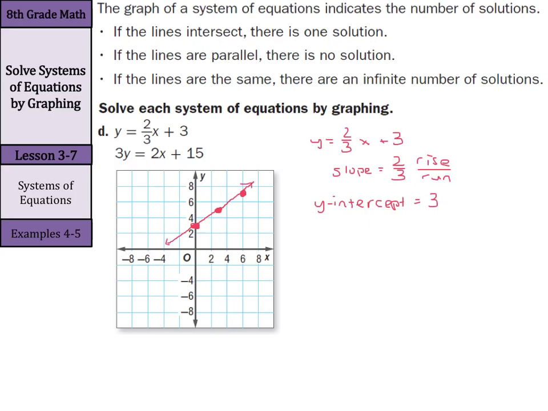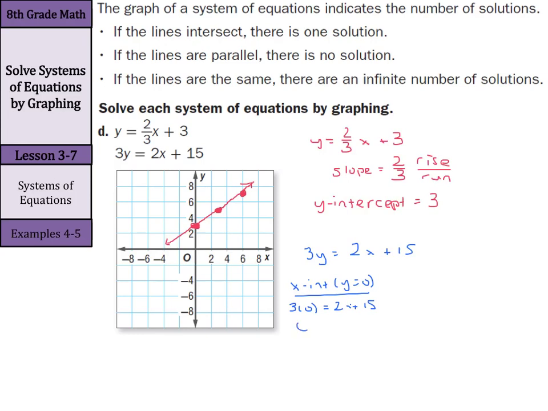Let's look at our next equation. 3y equals 2x plus 15. Now, so far we've only graphed using slope-intercept form. You can also use the intercepts, meaning if I want to look at my x-intercept, that is where y equals 0. So I could solve this equation and say, okay, 3 times 0 equals 2x plus 15.